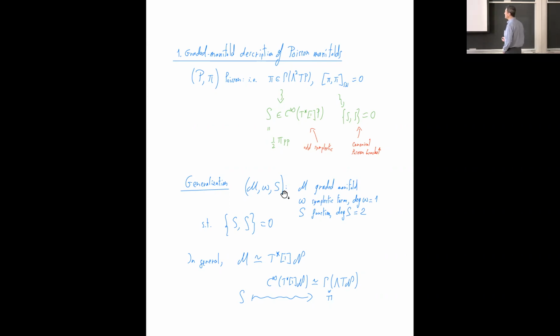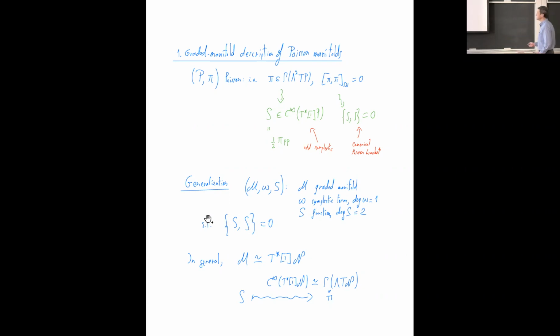So M now is a graded manifold. Omega is, okay, probably don't know. Omega is a symplectic form of internal degree 1, and S is a function of internal degree 2. And we require that S Poisson commute with itself.